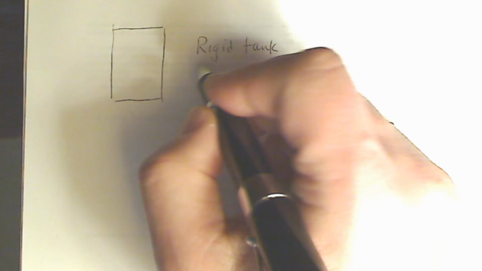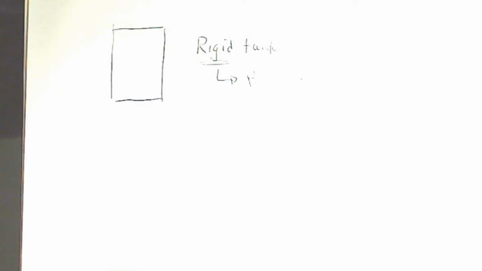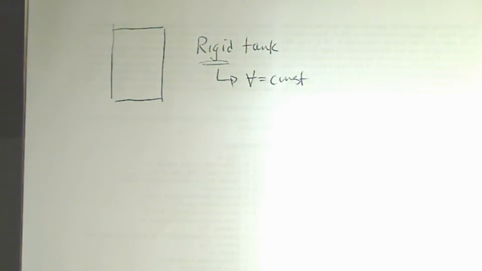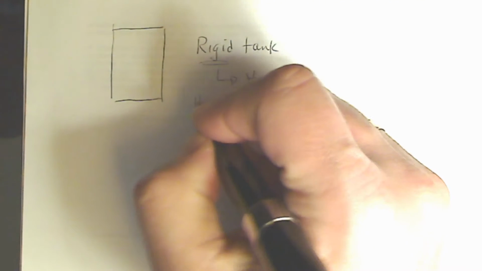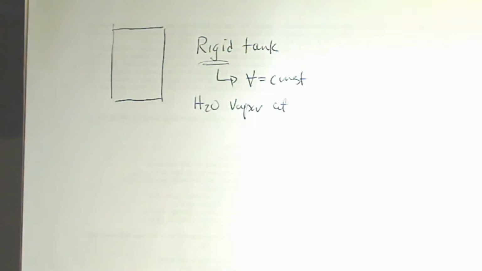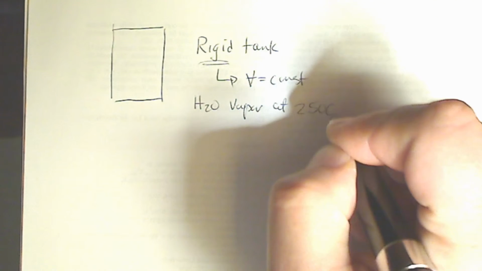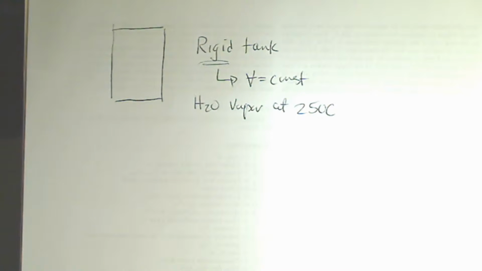What we want to consider is a rigid tank. Remember, when we hear the term rigid tank, that's telling us one very specific thing, and that is that the volume is a constant. So a rigid tank with a constant volume contains water vapor at 250 degrees C and an unknown pressure.